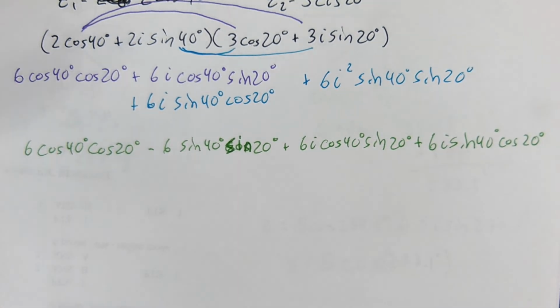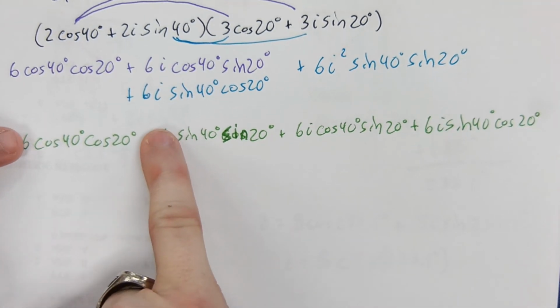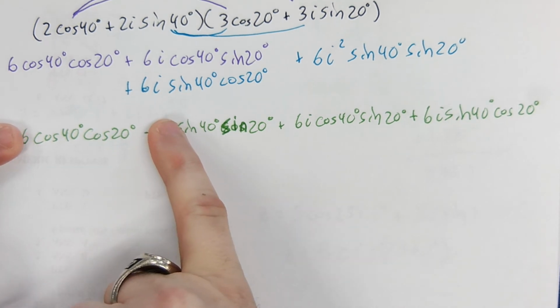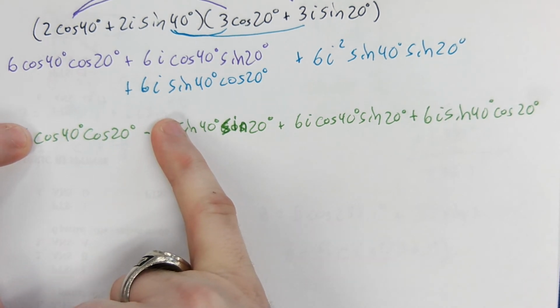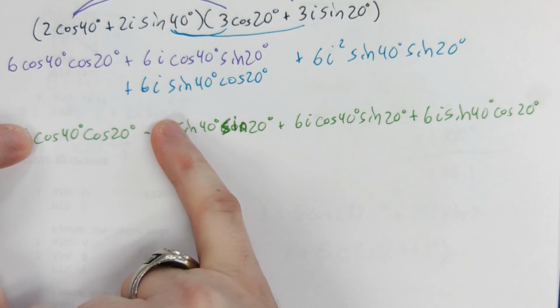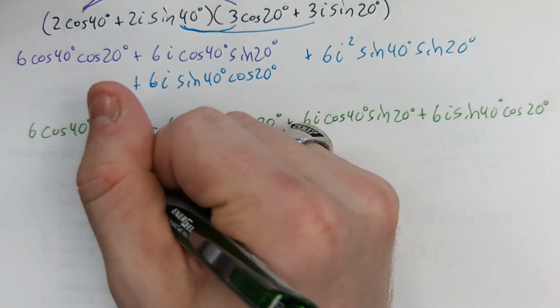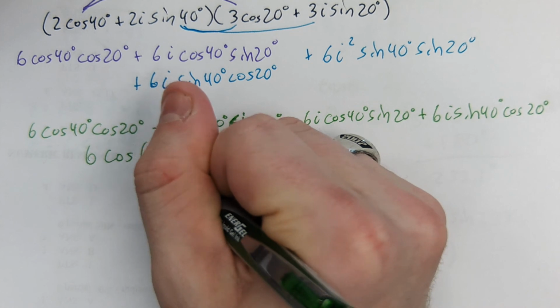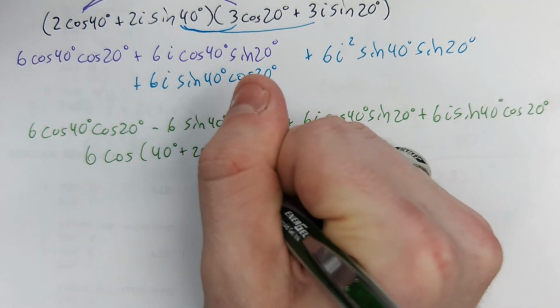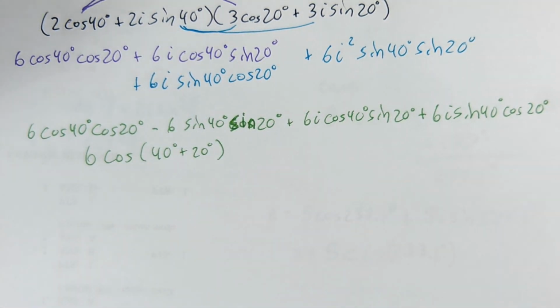Factor out the 6. Pretend you don't see the 6s. What do you see? Cos, cos, sine, sine. Ah, yeah, you get trig stuff. Cos, cos, sine, sine, with a minus in between. Oh, that's cosine of A plus B. So this is 6 cosine of 40 plus 20. That's what's up. I forgot about that.